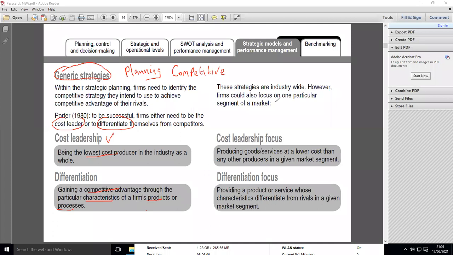The third one is focus. These two strategies are industry-wide, but we don't have money to focus on the whole industry. So we can achieve competitive advantage by picking a market segment. So instead of attacking the whole market, we can just attack a segment of the market and focus on that segment. And once you go into that particular market segment, we can go for cost leadership, or we can differentiate. So these are two possibilities.